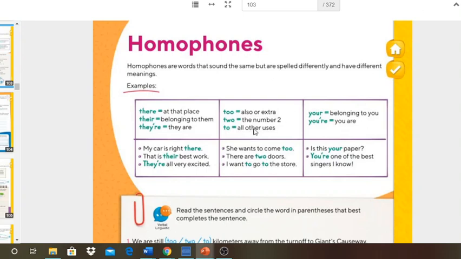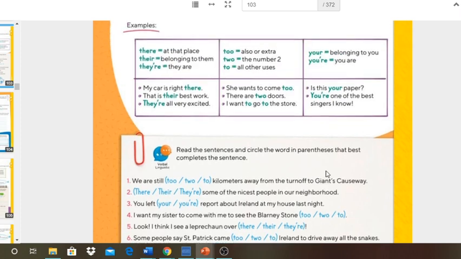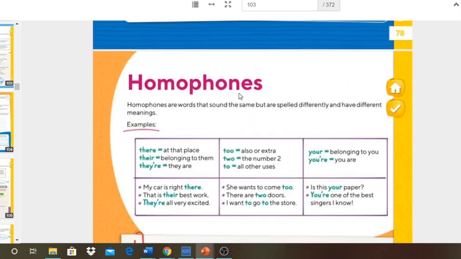Guys, so we're going to continue. Well, you are going to start working on the language section, page number 79. Please go there, right? So we have here homophones. We're going to work on what we talk about. It says here homophones are words that sound the same but are spelled differently and have different meanings. So homophones son palabras que suenan igual, pero se deletrean diferente y tienen un significado diferente.